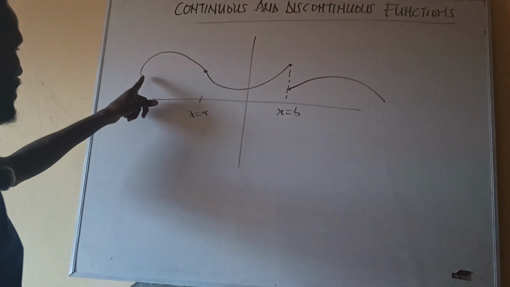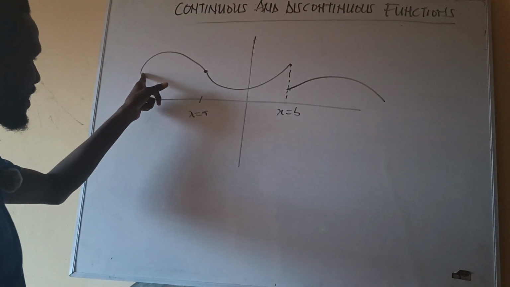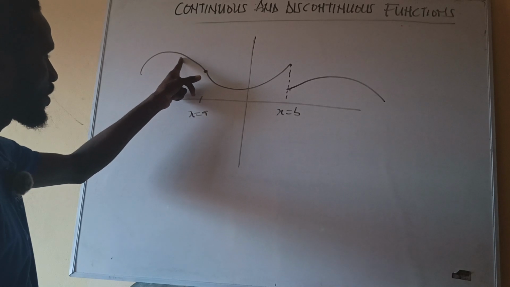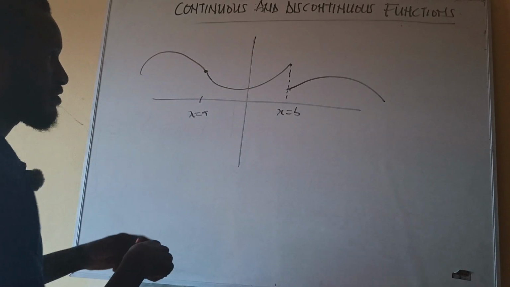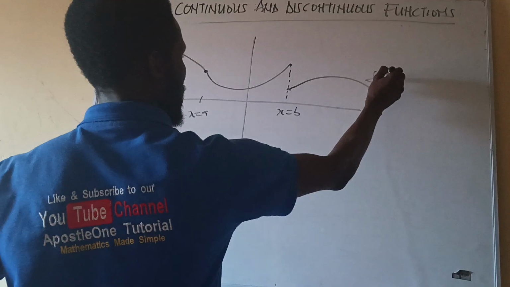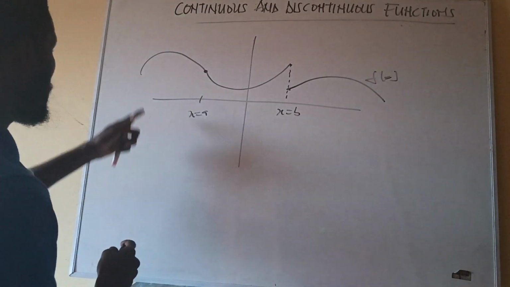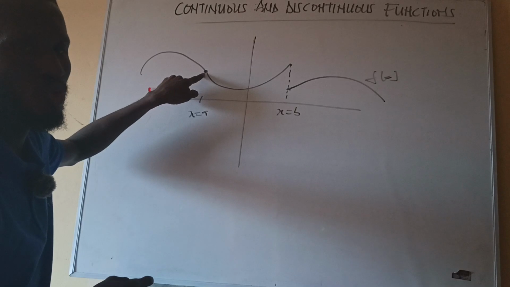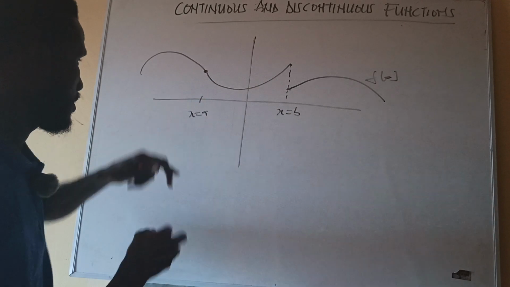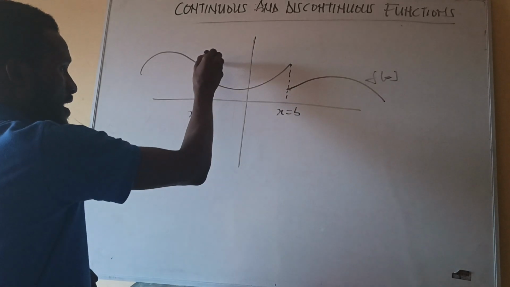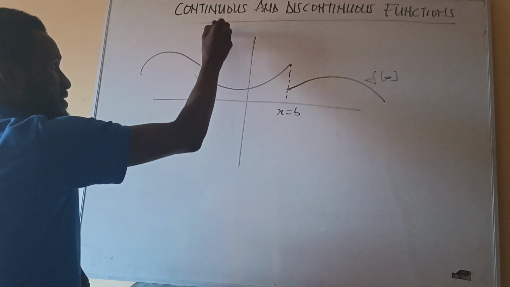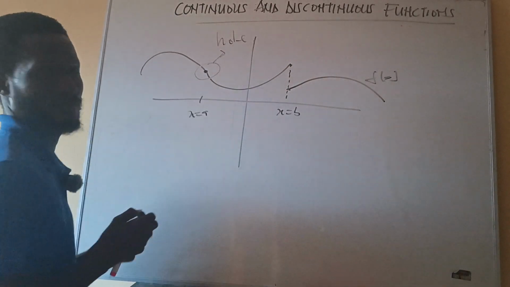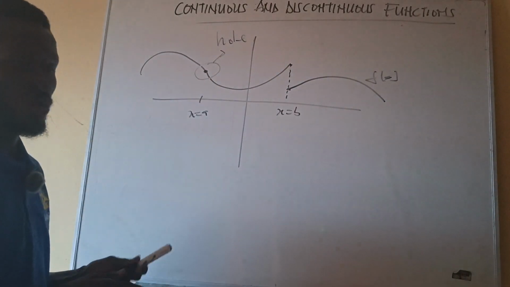Now from here, you're having a smooth curve. So it means that the function f of x, the curve f of x, is continuous from here. Now after here, you see the curve is not smooth. You get it? There are some breakages here. Now this breakage is called a hole. You get it? It's called a hole.